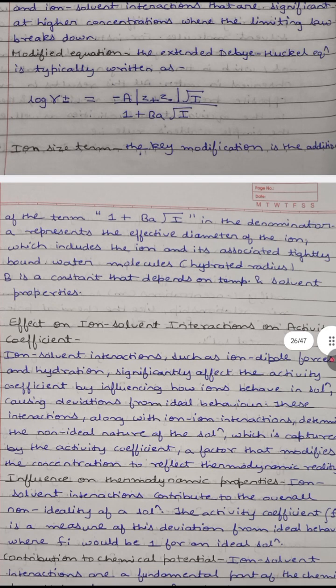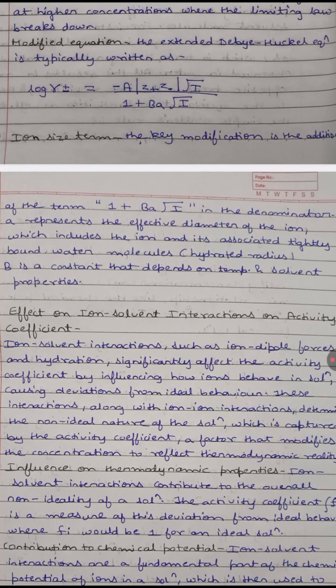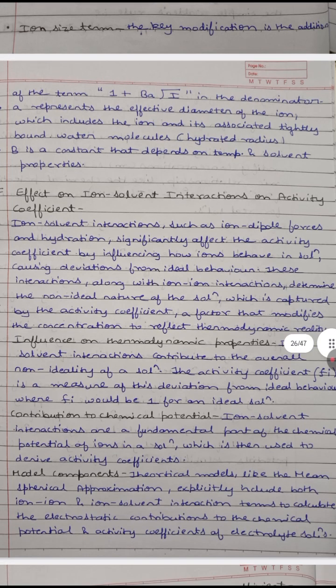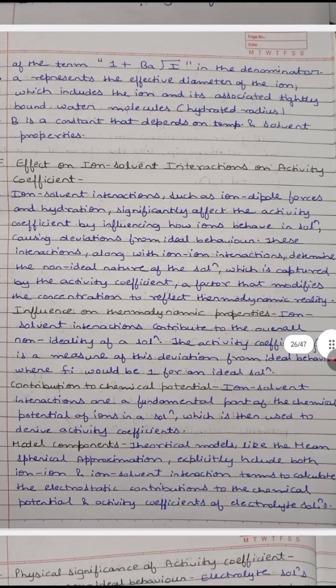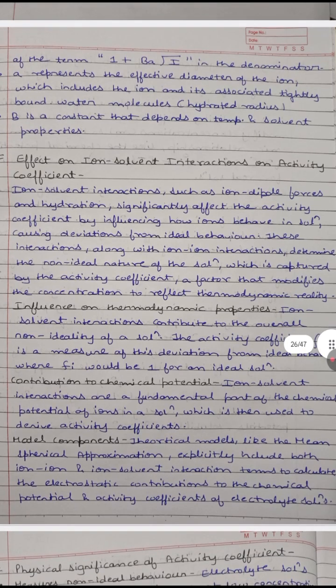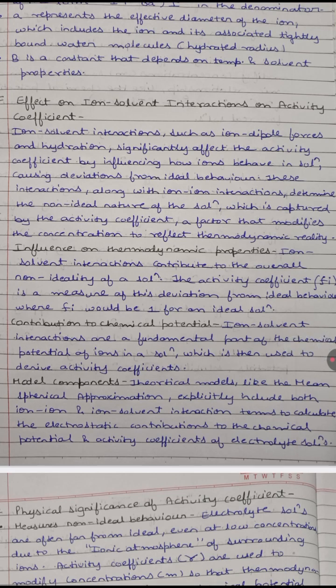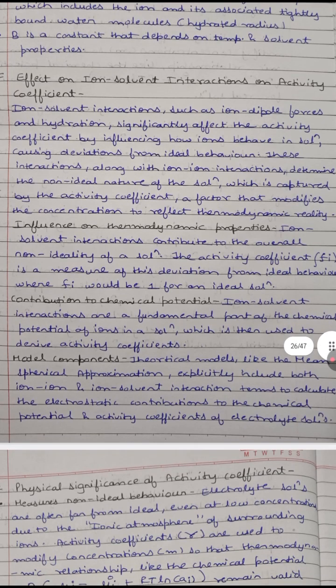The modified equation, the extended Debye-Huckel equation, is typically written as log gamma plus minus equals minus A times modulus Z plus times Z negative times under root I divided by 1 plus B a times under root I. Ion size term. The key modification is the addition of the term 1 plus B a times under root I in the denominator. a represents the effective diameter of the ion, which includes the ion and its associated tightly bound water molecules, hydrated radius. B is a constant that depends on temperature and solvent properties.